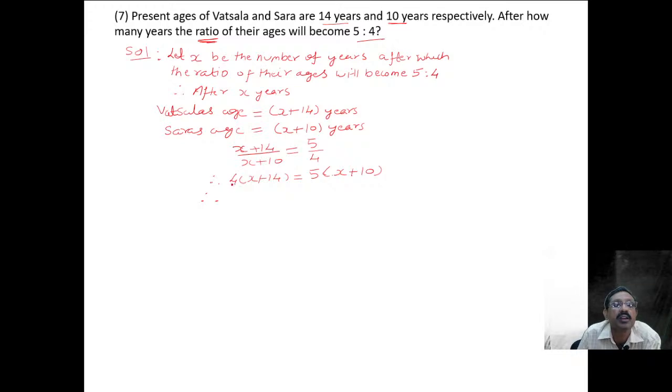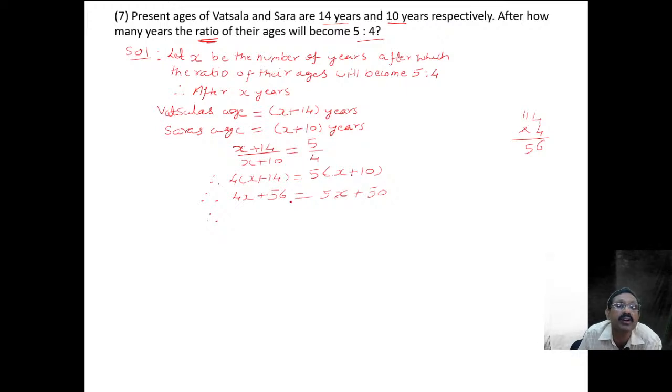Therefore, now open the brackets. 4 multiplied by x gives me how much? 4x plus 4 multiplied by 14. We'll do it here on the rough side. 14 into 4. 4 fours are 16. 4 ones are 4 and 1 is 5, which gives me 56. So I'll write here 56, which is equal to 5 into x gives me 5x plus 5 tens are 50. Therefore, we have 4x plus 56 is equal to 5x plus 50.